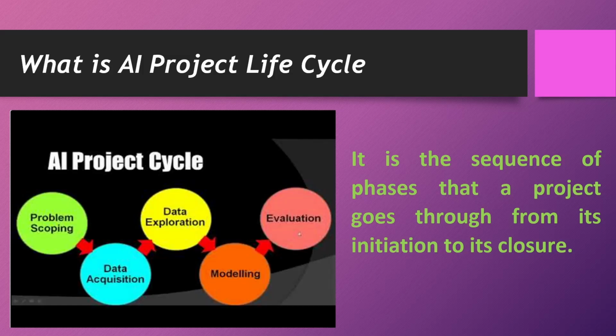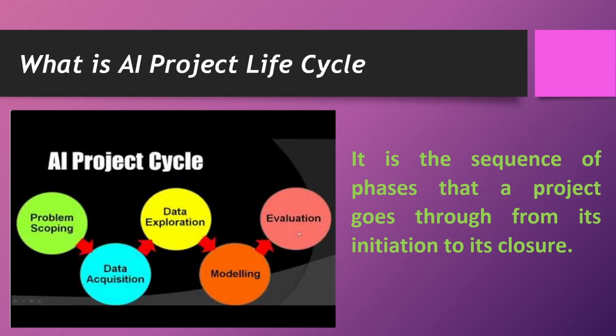So students, to begin, let us first of all know what is the AI project cycle. So as you can see on my screen, it is the sequence of phases that a project goes through from its initiation to its closure. Of course, there are a series of 5 steps in the AI project cycle which go on one after another, and all of them comprise the AI project cycle.